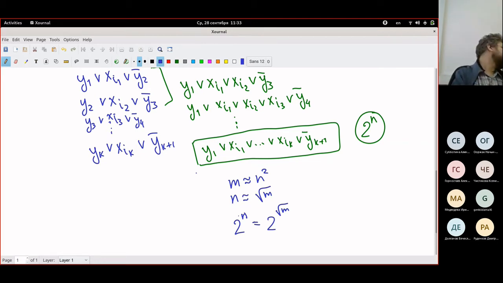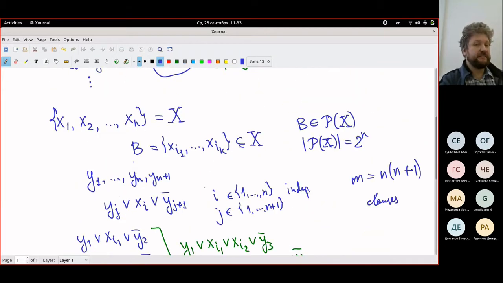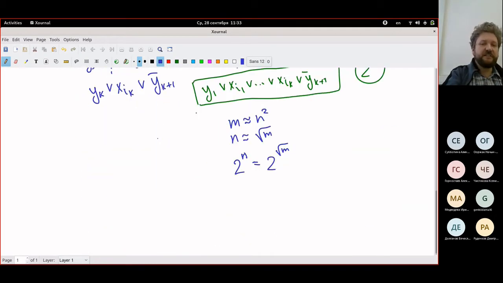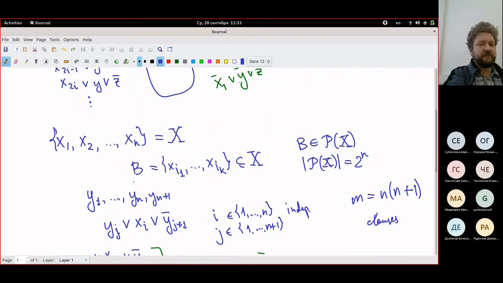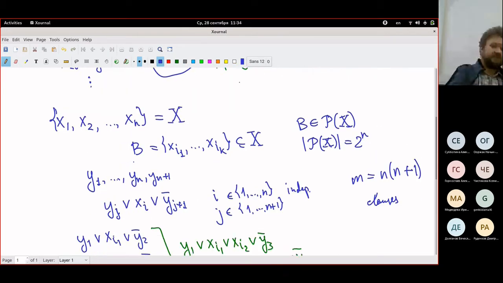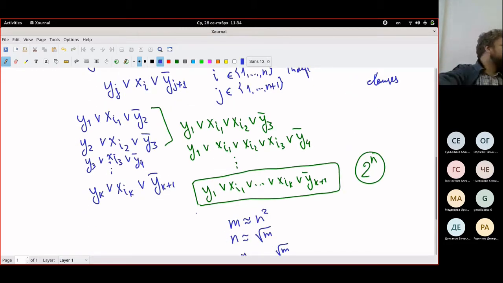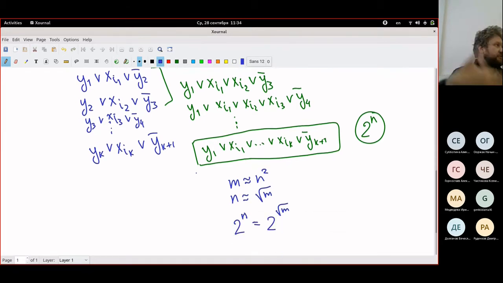Question. Why is this an exponential number of clauses? Well, because for any subset B, for any set of X's, you have a clause. And the number of sets is exponential. Ah, okay, it's like the number of subsets of a set. Of a set, the number of subsets is 2 power n, yes. And the only trick is that it is exponential in the number of variables, not in the number of clauses, because the number of clauses was quadratic and became exponential. But it's also an exponential blow-up, because 2 power square root is also exponential.